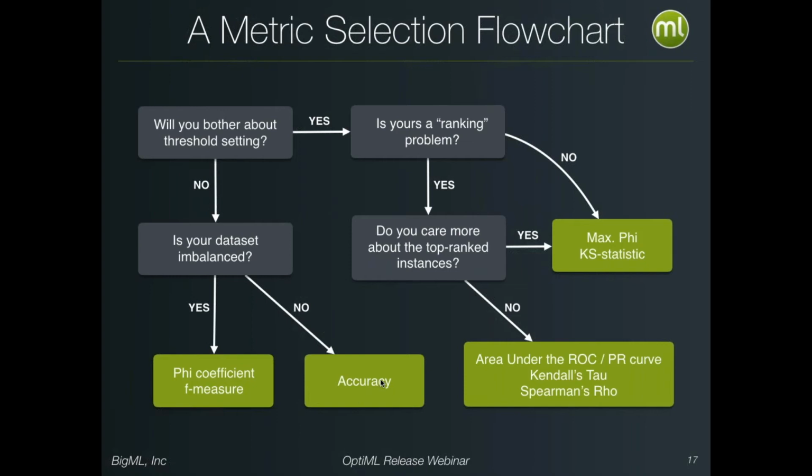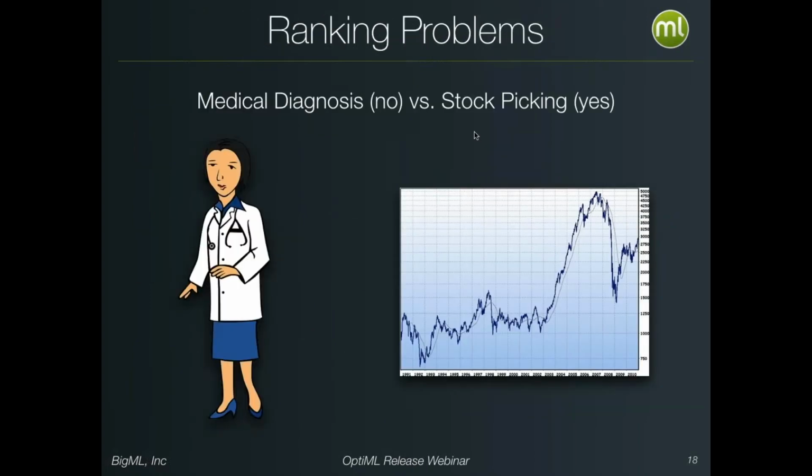If your data set isn't imbalanced, then you can just optimize for accuracy. The other side of the flowchart here is a little more complex. So the first thing we want to ask is: is this a ranking problem? What do we mean by a ranking problem?